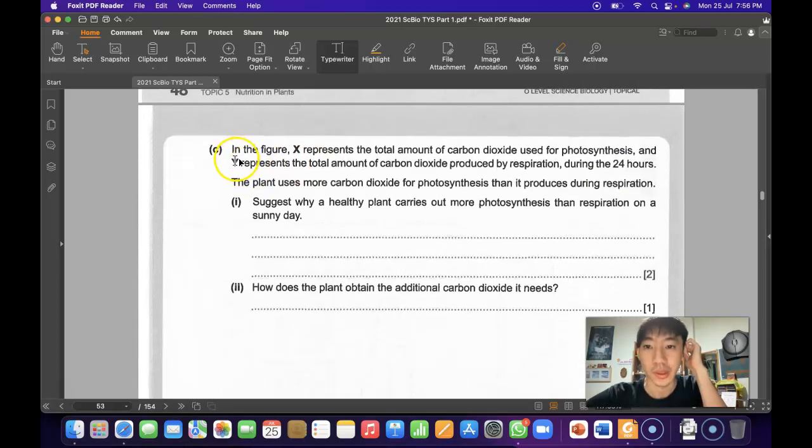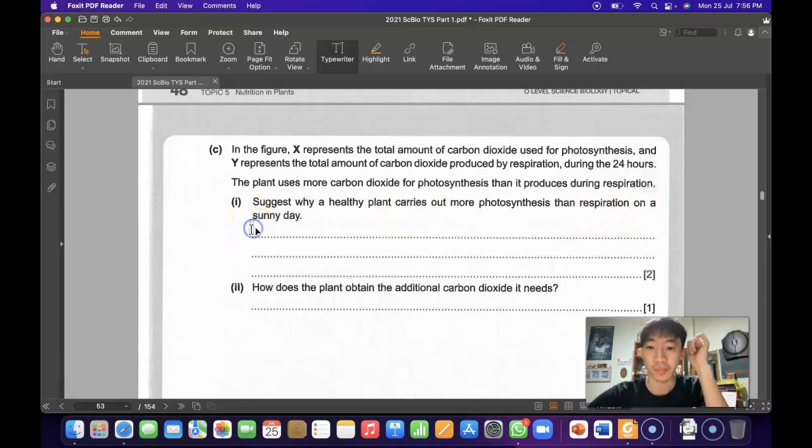Question C. In the figure, X represents the total amount of carbon dioxide used for photosynthesis, and Y represents the total amount of carbon dioxide produced by respiration. The plant uses more carbon dioxide for photosynthesis than it produces during respiration. Suggest why a healthy plant carries out more photosynthesis than respiration on a sunny day.